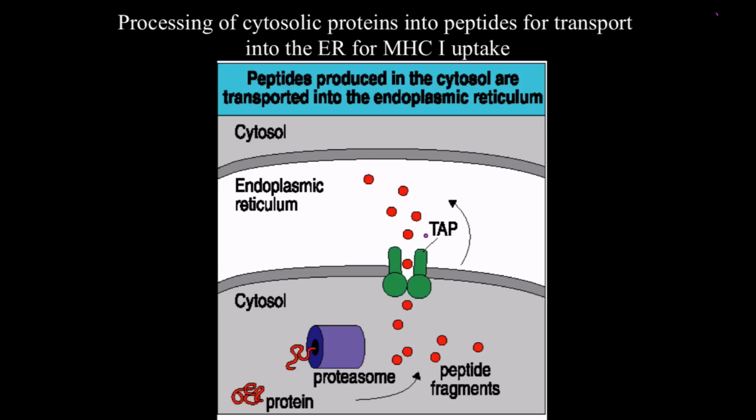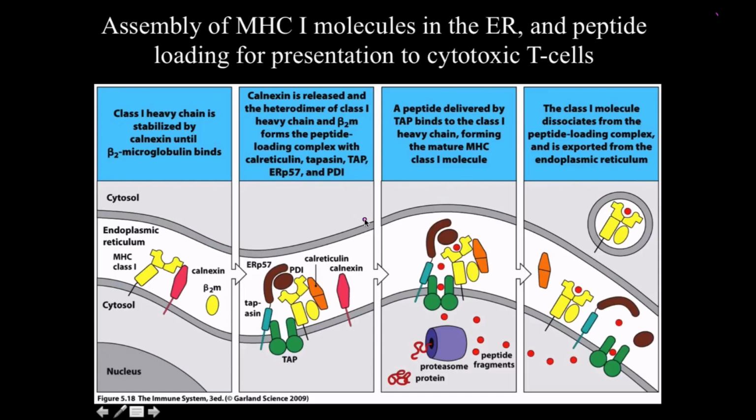It's a heterodimer, which is why I kind of hate this picture, because it looks like a homodimer from here, but it's actually a heterodimer of TAP1 and TAP2. That's not superbly important so much as you understand that it's using ATP to pump peptides into the endoplasmic reticulum. And so let's talk about what's going on inside the endoplasmic reticulum before this point here.